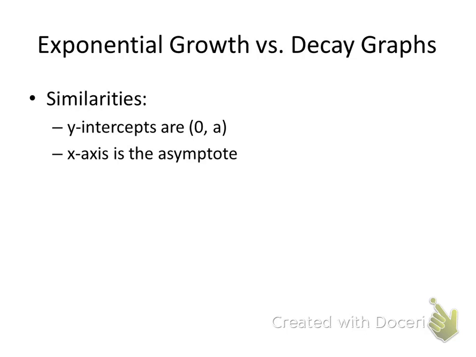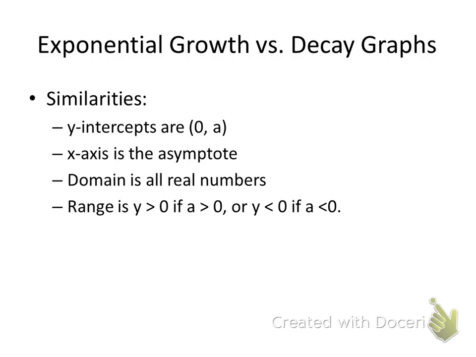It's kind of like an oxymoron. X-axis that has the line y equals 0. Domain is all real numbers. That means we're going to have arrows on both the left and the right side no matter what. But the range is affected. So the only difference is the direction. That's it. The direction of the parent graph.